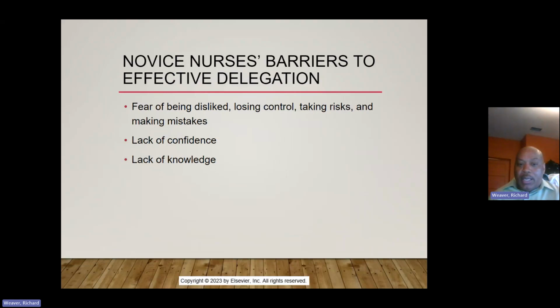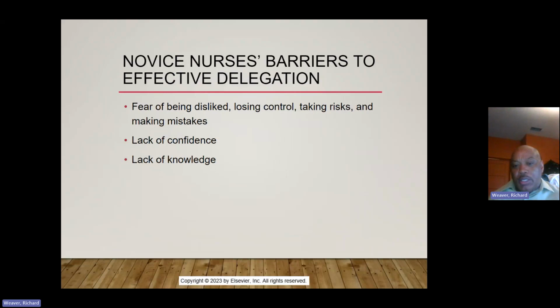Also, inexperience in working with APs, or the assistive personnel, LPNs or LVNs. The novice nurse may also have lack of confidence, lack of knowledge of the delegation process itself. And this is why you're learning the process now. This is why this is so important. You will find yourself in this situation. You will find yourself as the delegator to delegatees. And so really listen up, right?